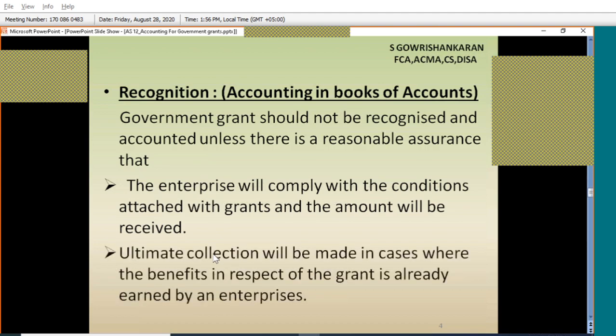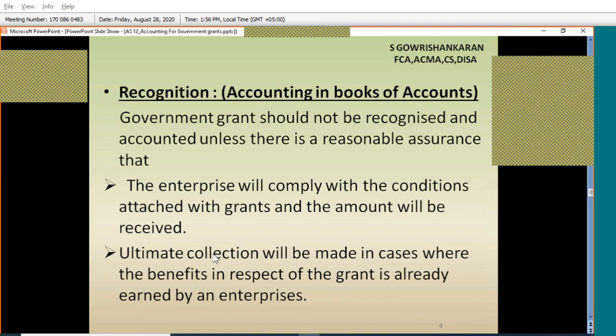Ultimate collection will be made in cases where the benefit of the grant is already earned by the enterprise. What is the meaning? I already satisfied the conditions. Government said only 100 employees, but I employed more than 100, about 150 local employees in my company. I satisfied the conditions. They said I have to satisfy this condition for 5 years, and I completed 5 years fully. I employed more than 1,000 employees in these 5 years.